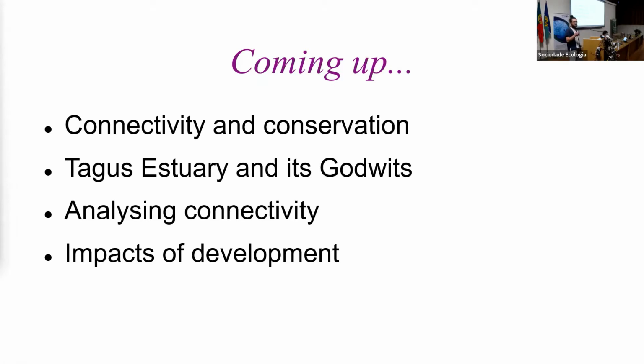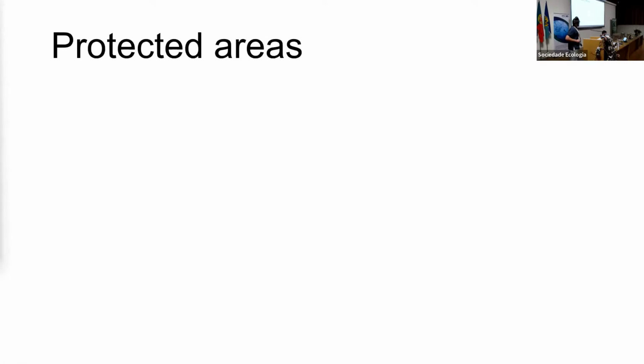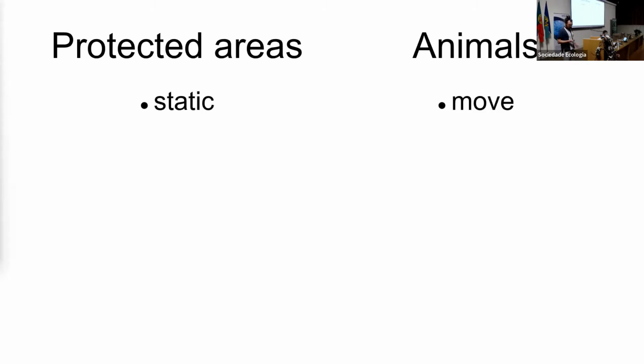Okay, so we've been hearing quite a lot about protected areas during this conference, and they're often designated to conserve habitats or species of particular importance. And these species are often animals. Now, protected areas at the moment tend to be static. A lot of animals move, and this can create certain tensions, certain problems of conservation.